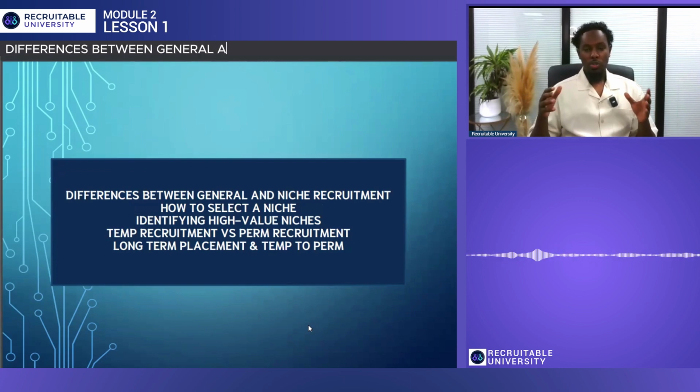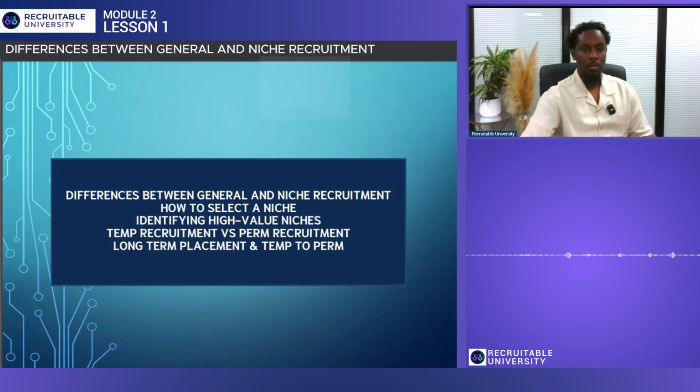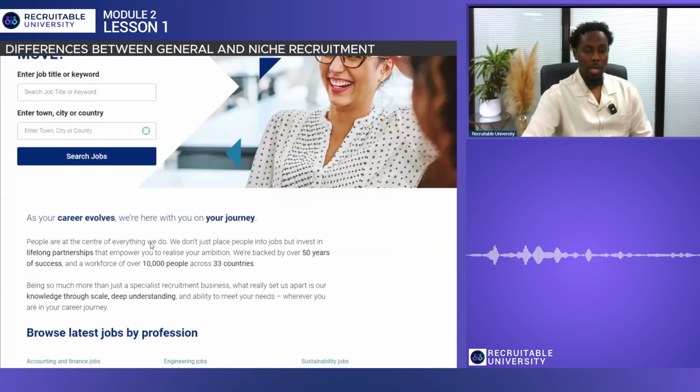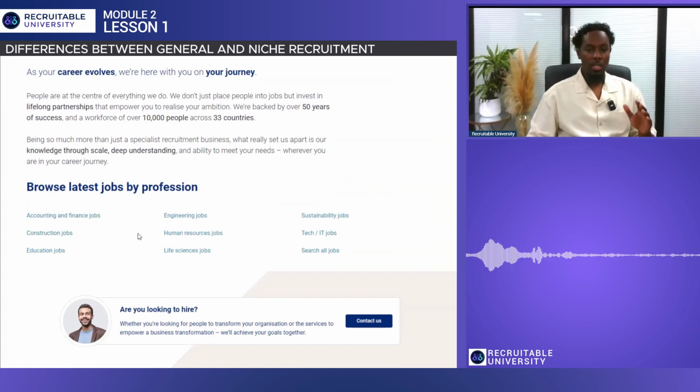So before we go into this any further, let's just try to understand what is general recruitment and what is niche recruitment. If I give you some examples of companies that do general recruitment, some of them being Hayes Recruitment. If we look at Hayes, they do a bit of everything: accountancy and finance, construction, education, engineering, human resources, tech, IT, sustainability, life sciences. So you can see here general recruitment.